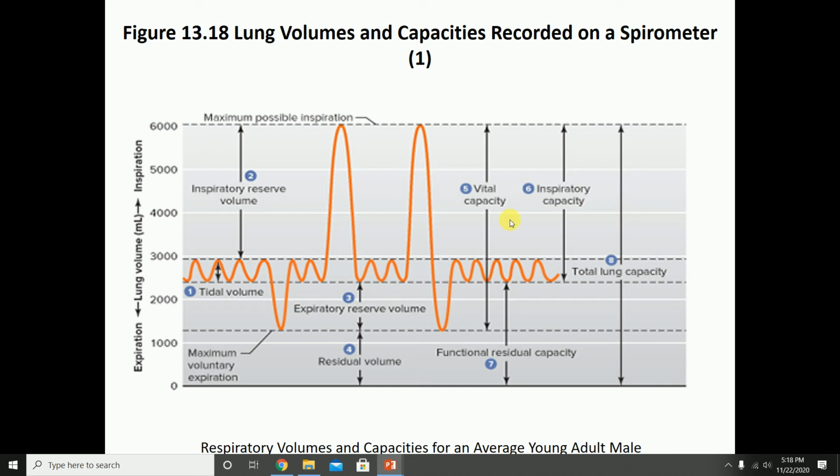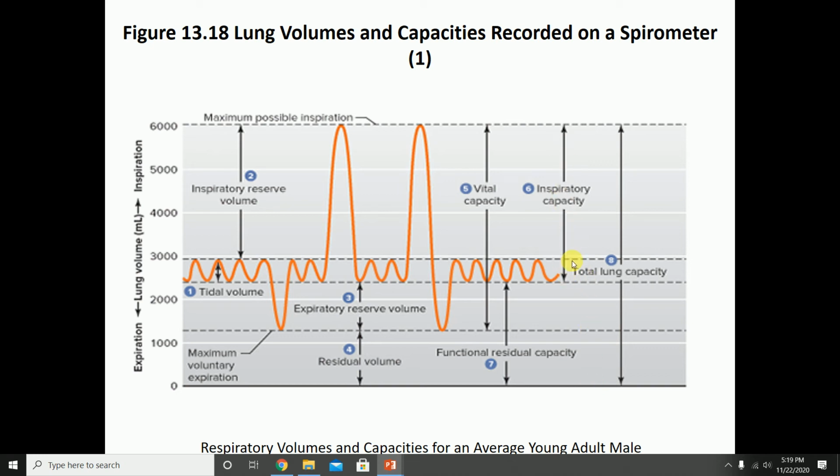To define the vital capacity, the scientific definition would be the maximal amount of air exhaled after a maximal inhalation. Now to the functional residual capacity, which equals the expiratory reserve plus the residual volume. By definition, that would be the amount of air left in the lung after a normal exhalation. So after a normal breath out, whatever is left in the lungs, that would be the functional residual capacity. And again, it's equal to the expiratory reserve plus the residual volume.